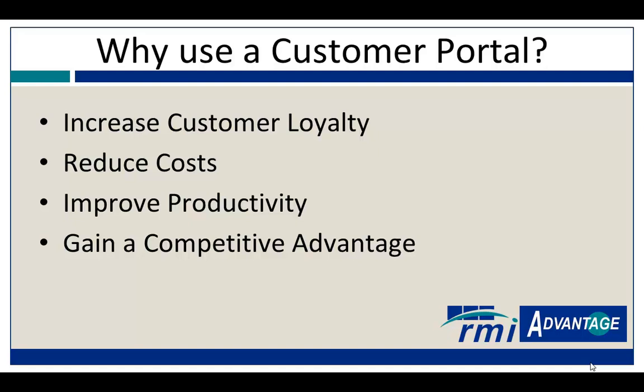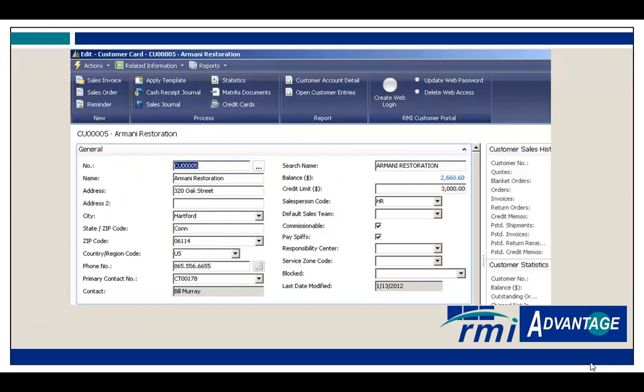Our Customer Portal is a tool that allows you to integrate your Advantage software system to your company website. Let's start by looking at a customer card. The customer card is a master data record for your customer. In this example, we are viewing the master record for RMI Restoration, who is a customer of our demonstration company, Advantage Rental Sales and Service.